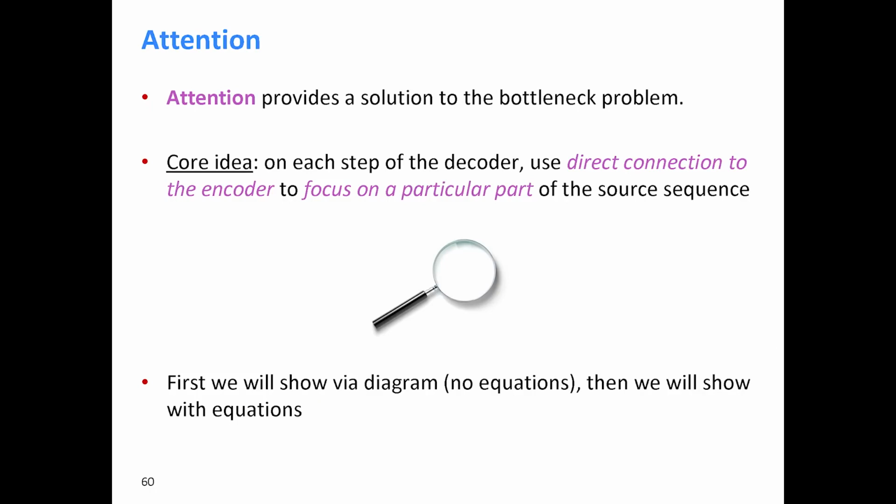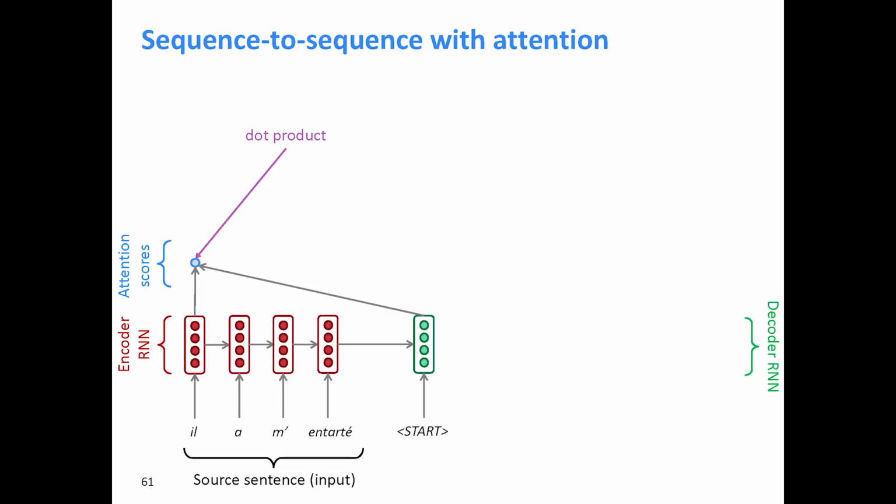So this is the motivation for attention. Attention is a neural technique, and it provides a solution to the bottleneck problem. The core idea is that on each step of the decoder, you're going to use a direct connection to the encoder to focus on a particular part of the source sequence. First I'm going to show you what attention is via a diagram. That's kind of an intuitive explanation. And then I'm going to show you the equations later. So here's how sequence to sequence with attention works.